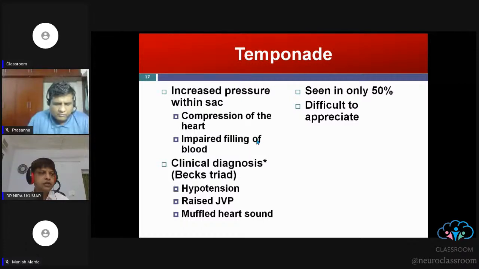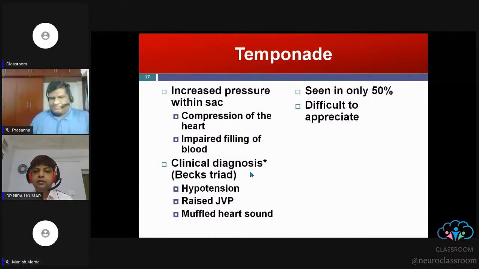So naturally the cardiac output will decrease. That is why tamponade is very dangerous from the pathological point of view. So remember, the clinical diagnosis of tamponade is characterized by Beck's triad, that is hypotension, raised JVP and muffled heart sound. These are the three classical Beck's triad signs.